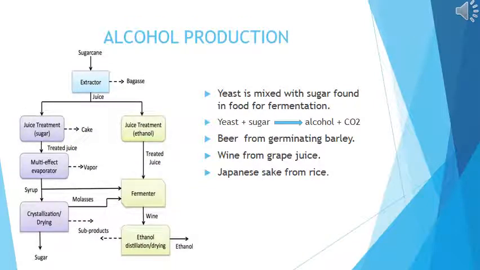Yeast is used in brewing. Here, yeast is mixed with sugar found in food substances like barley, wheat, and grapes. In the absence of oxygen, the yeast respires anaerobically to produce alcohol and carbon dioxide from the sugar. Different types of alcohols are brewed in this way, for example, beer, wine, and Japanese sake. Beer is produced from fermenting barley, wine is produced from grape juice, and Japanese sake from rice.